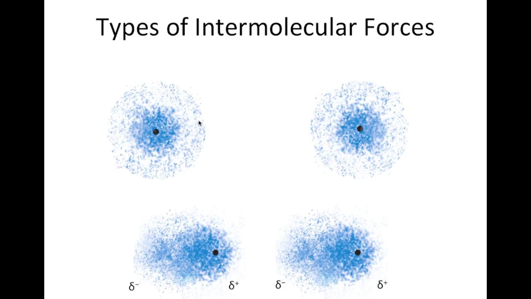Here you can see a slightly different view of this. Here we can see the electron cloud of this atom and this atom. They're evenly distributed. And here the atom has an induced, or temporary, dipole moment, and that induces a dipole moment in the neighboring molecule.